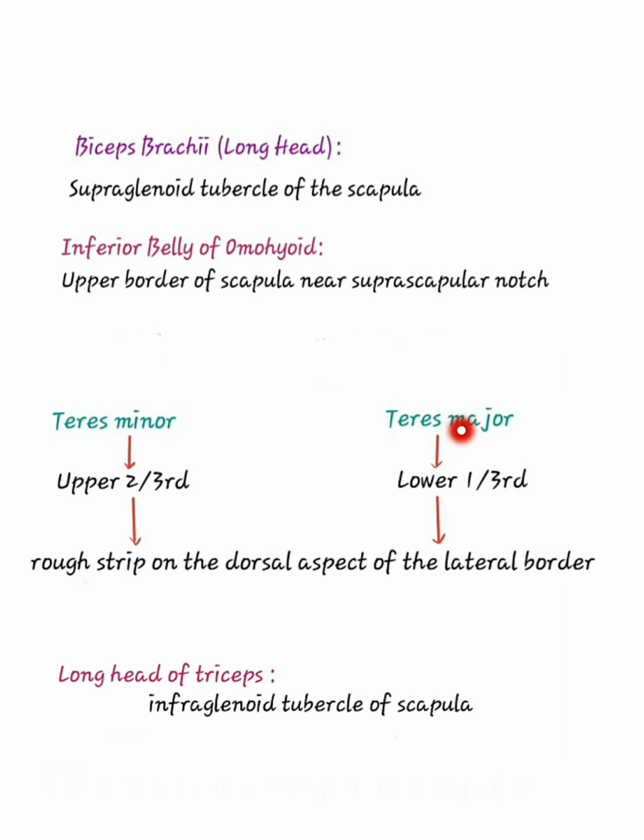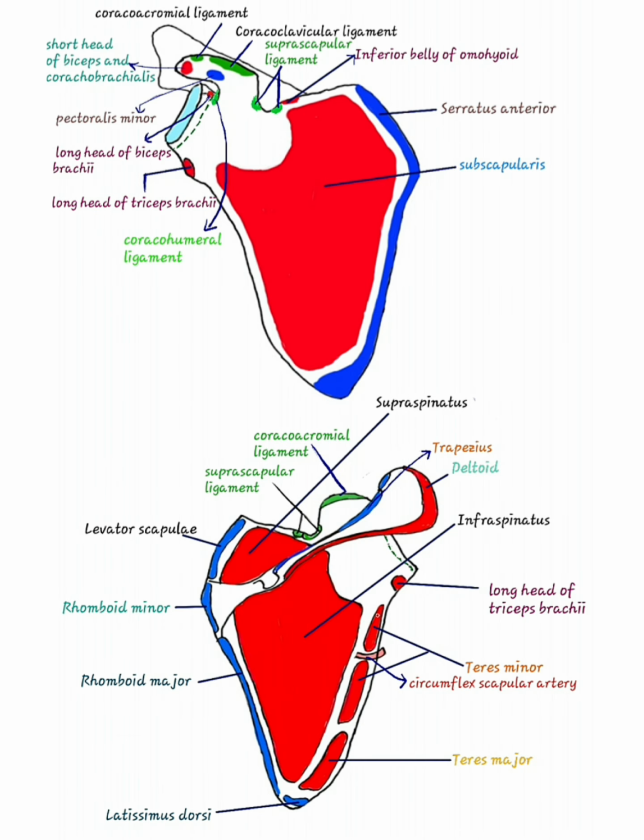Teres minor and teres major arise from rough strip on the dorsal aspect of the lateral border. Teres minor arises from upper two-third of dorsal aspect of lateral border. Teres major arises from lower one-third of dorsal aspect of the lateral border.